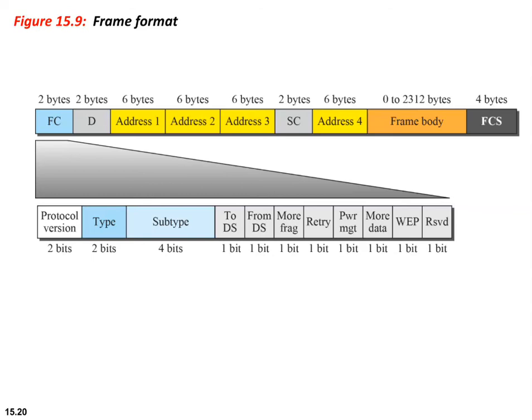It is 2 bytes: 4 bits are for the fragment number and 12 bits consist of the sequence number. Then about the frame body, it will be 0 to 2312 bytes, which contains the information based on type and subtype, which will be seen in the next slide. And FCS will be 4 bytes, which will have the CRC32 error detection sequence.